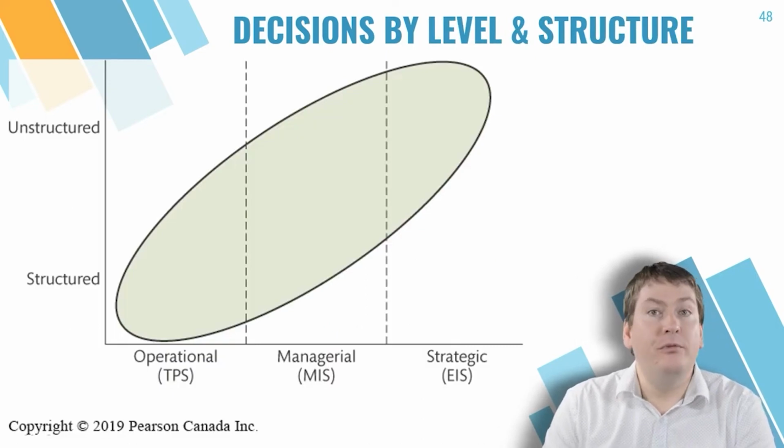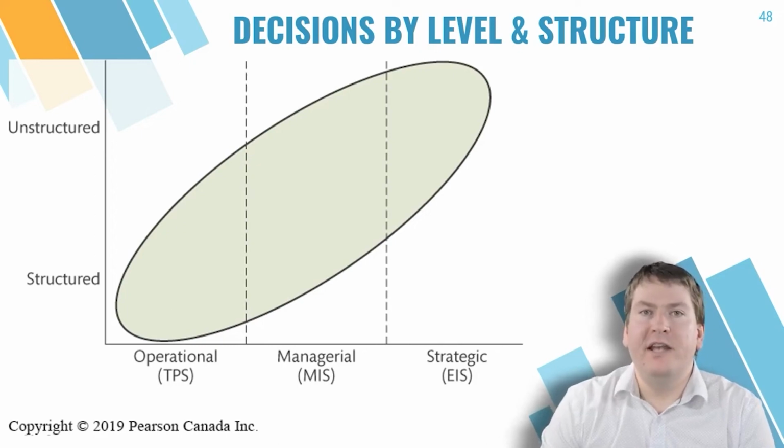One last thing to note before we move on is that there's some correlation between level and structure when we're talking about decisions. Operational decisions tend to be structured, such as following a procedure to schedule an employee for Friday. They tend to be decisions that cover the short term. They're made by low-level managers, and the method for making them is already prescribed.